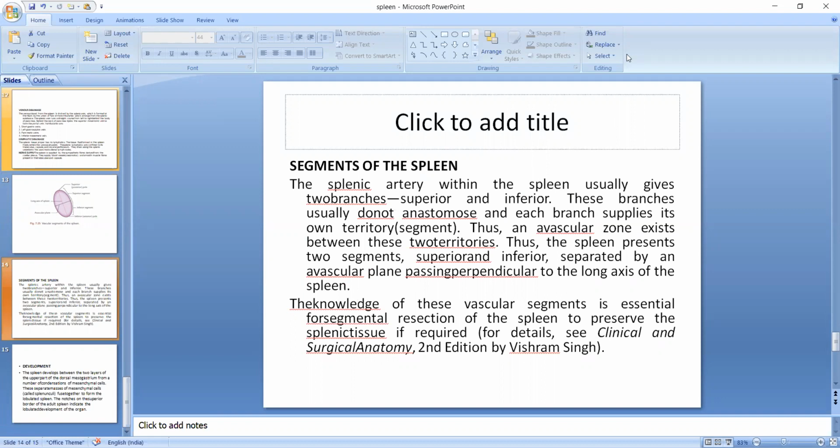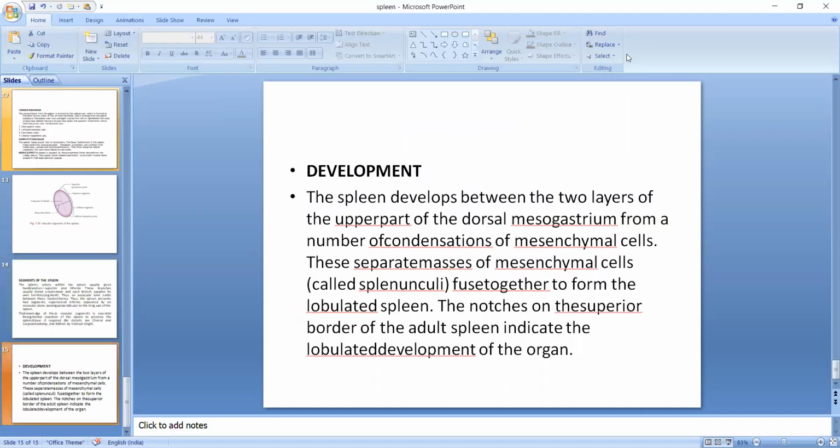Thus, the spleen presents two segments, superior and inferior, that are separated by an avascular plane passing perpendicular to the long axis of the spleen. The knowledge of these vascular segments is essential for segmental resection of the spleen to preserve the splenic tissue during surgery.